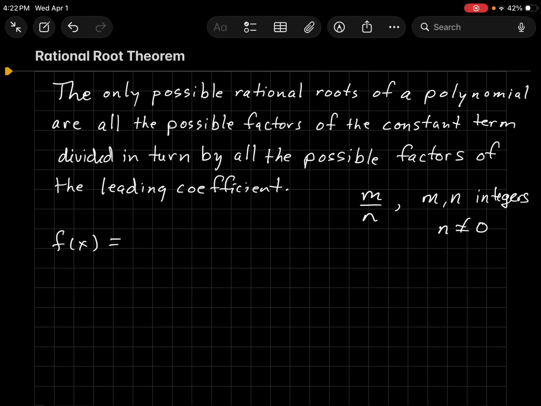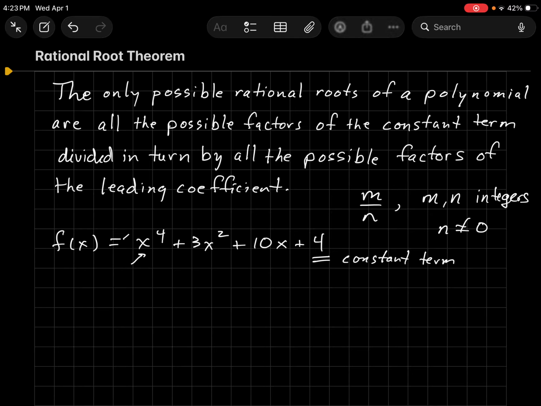So suppose I have the polynomial, let's say x to the fourth plus 3x squared plus 10x plus, let's say, 4. This back here is my constant term. The number in front of the highest power, in this case, has implied that it's a 1. That's my leading coefficient.